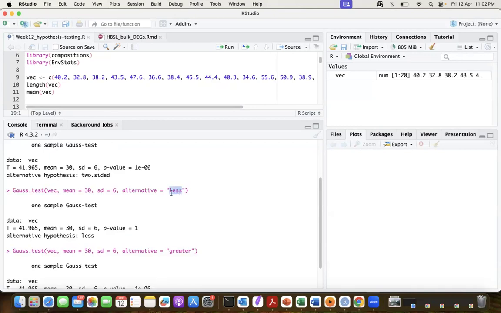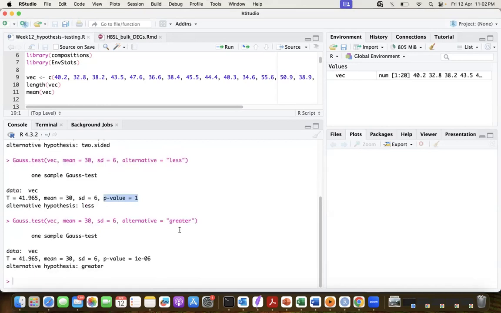You cannot accept the alternate hypothesis in this case, right? So you don't know whether the mean is equal to 30, but you know that for sure it's not less than 30, right? And likewise, when you're saying it's greater than 30, then the p-value is very small. So you can reject the null hypothesis. So you can accept the alternate hypothesis.